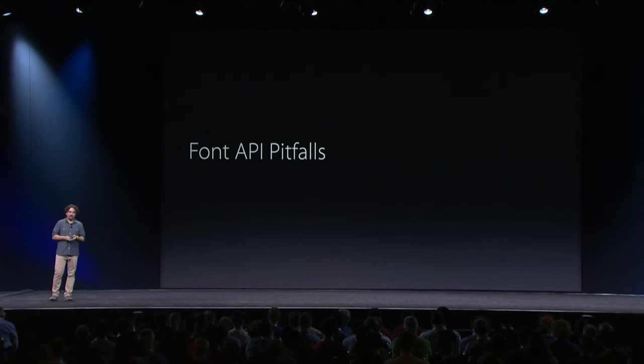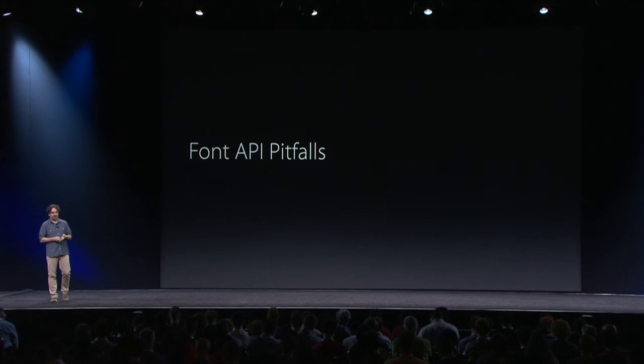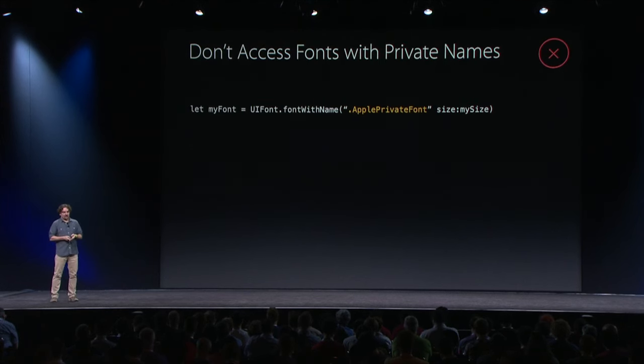So lastly, we're going to look at some potential pitfalls in our font APIs, both with these new fonts and with existing fonts. First of all, the curious amongst you may have noticed that in the preview builds of OS X and iOS, the SF fonts ship with a name that starts with a dot. What that dot means is that that name is Apple private, so please don't rely on it being stable.